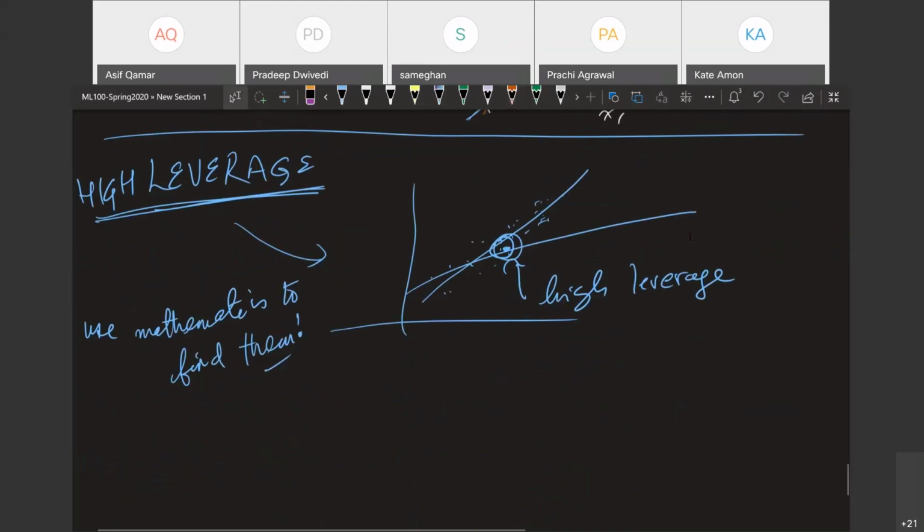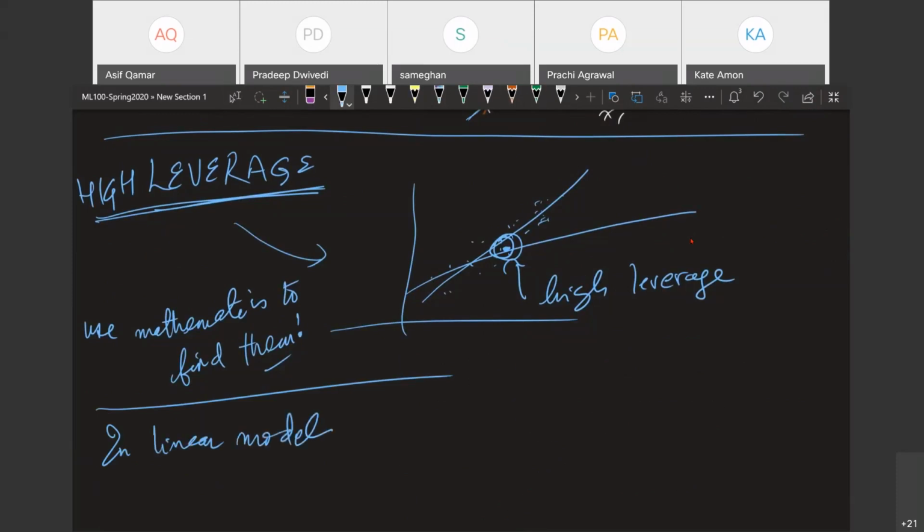When you build linear models, you have to check: were there any outliers? Do I need to remove them? Were there points of high leverage? Do I need to remove them? Those are the questions you ask in linear models. And this is, again, very specific to linear models. Watch out for leverage points, high leverage points.